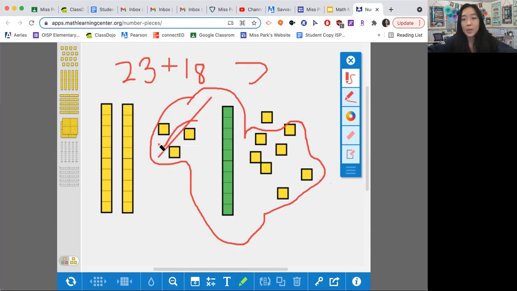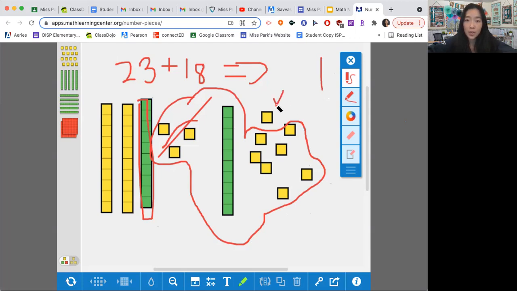Okay, so I'm going to count those 10, and then I'm going to make myself another 10. Okay, and then what I'm going to be doing is I only have 1 left over, right? So I have 1 left over. It's this one right here. And then I'm going to count all my 10s. I've got 1, 2, 3, 4. So my answer should be 41.